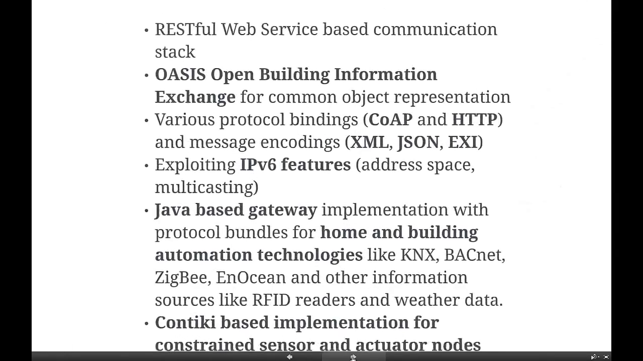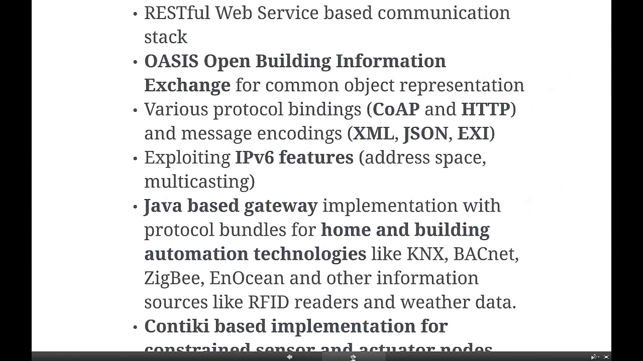The integration middleware and the communication stack is using OASIS Open Building Information Exchange for a common object representation for heterogeneous technologies, and it provides various protocol bindings optimized also for the deployment within 6LoWPAN sensor networks. And different message encodings are supported depending on the use case. It exploits IPv6 features, and there's a Java-based implementation for the gateway with protocol bundles for different technologies. And there's also a Contiki-based implementation for constrained sensors and actuators.